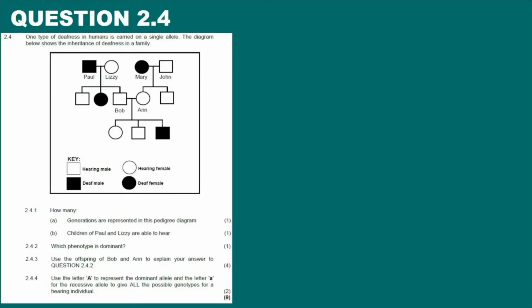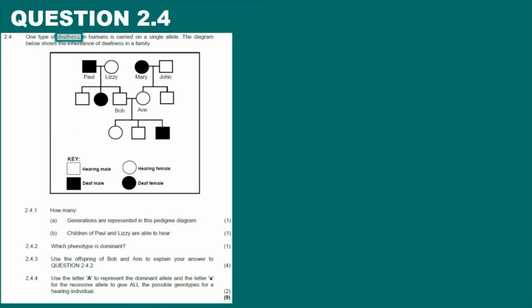So let's examine the pedigree diagram that's given. So they say that there's only one type of deafness that we are examining that we find in humans. So this is caused by a single allele that's carried by an individual. So here they show you in the pedigree diagram how this is inherited from one person to the next. So let's quickly have a look at my image, as it is extremely important to examine my pedigree diagram or any given diagram.